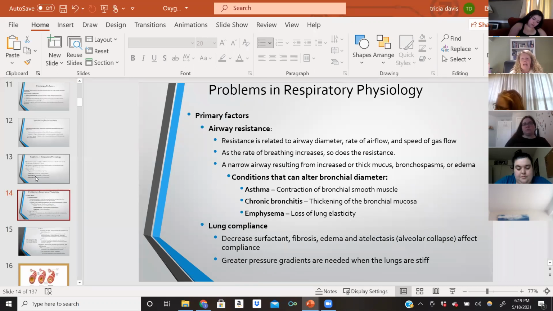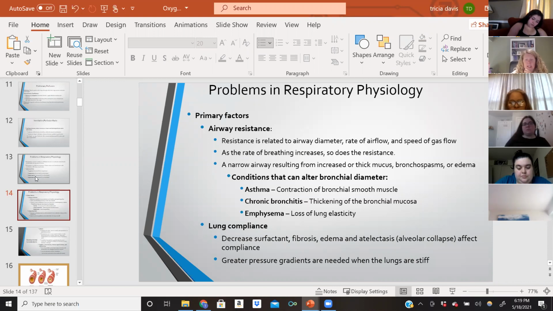A narrow airway resulting from increased or thick mucus. So our patients that have pneumonia, our patients that aren't moving, who don't have a lot of muscles, don't have good cough reflexes, they can't get that mucus up, and it's all just sitting there. Some patients who have asthma, they have these bronchospasms, even patients with edema.